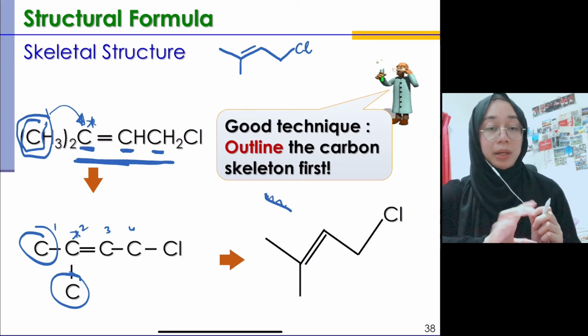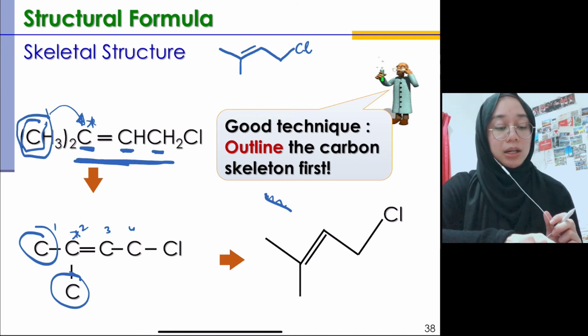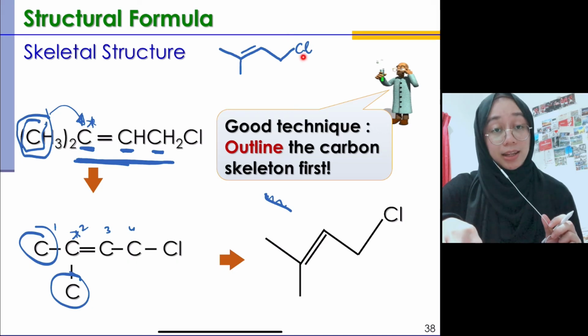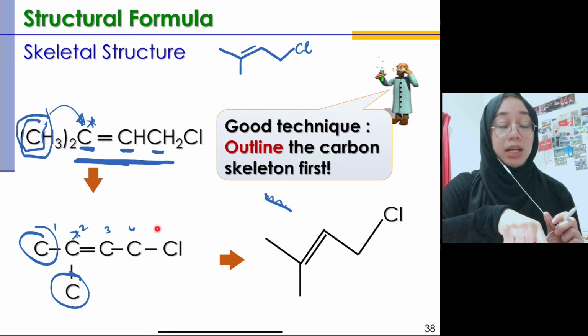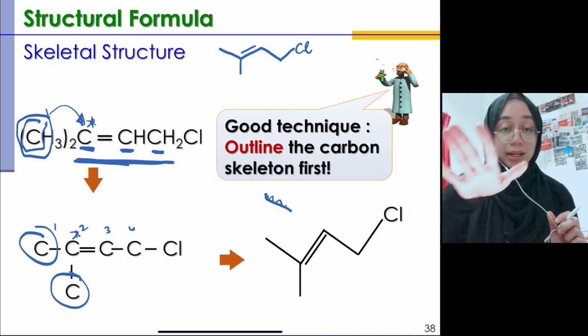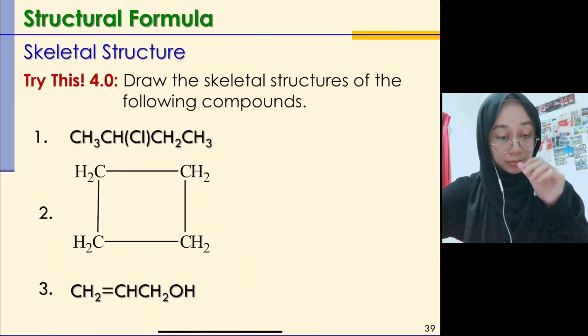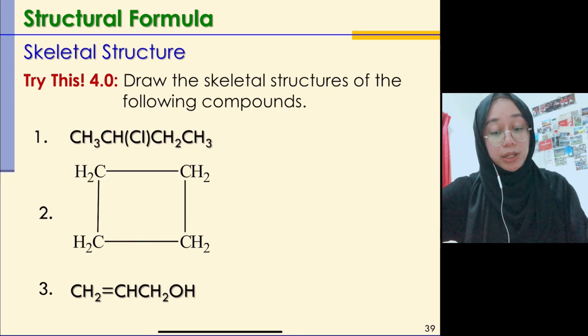Okay, tapi nanti lama-lama sebenarnya bila kamu dah terer nanti, even daripada structure yang condensed ni pun kamu boleh terus convert dia jadi skeletal without perlu lalu bahagian outline ni. Tapi untuk awal-awal ni kamu try practice guna yang ni dulu. Dah terer nanti baru kamu terus pergi kepada skeletal. Okay, so this one, you can try this. Okay, you need to draw the skeletal structure of the following compound.